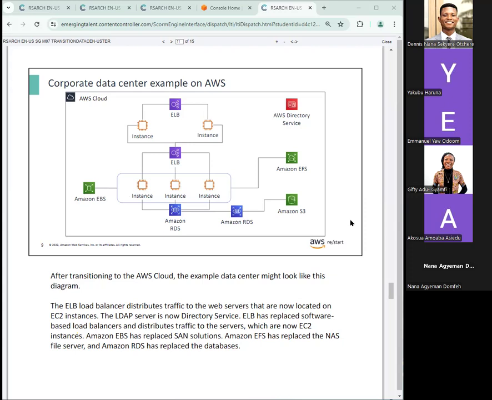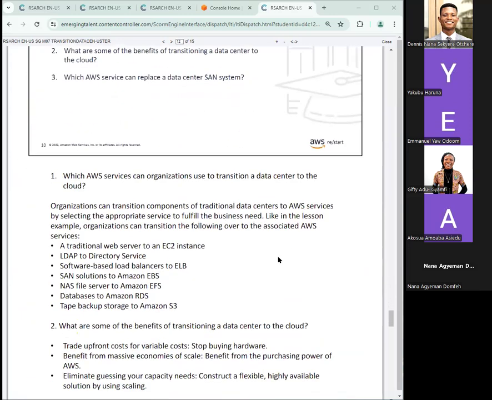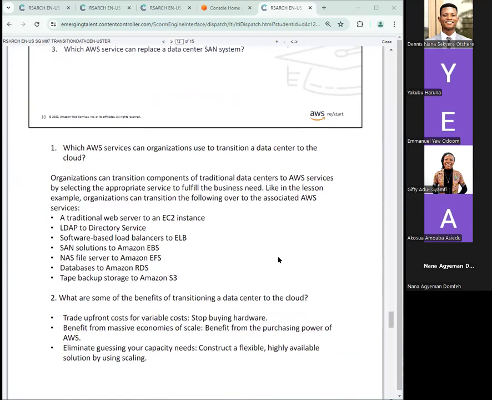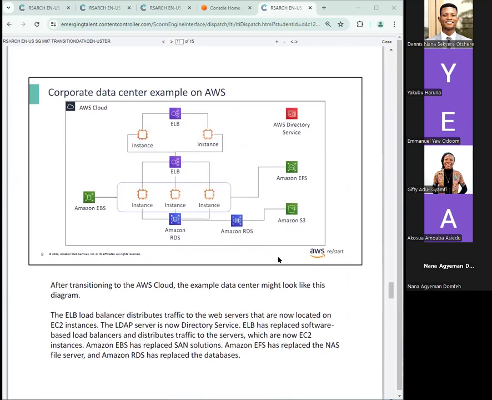Okay. Yakubu. Yeah, so I want to know the AWS Active Directory. Is it doing the same thing as AWS IAM? No, please. They do two different things.